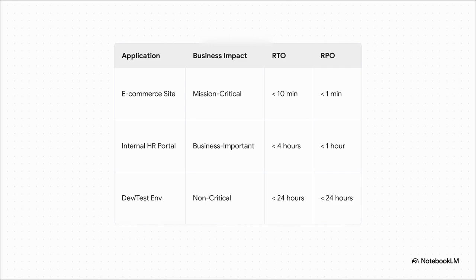Then, their internal HR portal. Yeah, it's important, but if it's down for a few hours, it's not the end of the world. And finally, their dev/test environment. Totally non-critical. Now, look at the RTO and RPO for each one. They're wildly different, right? As they should be.